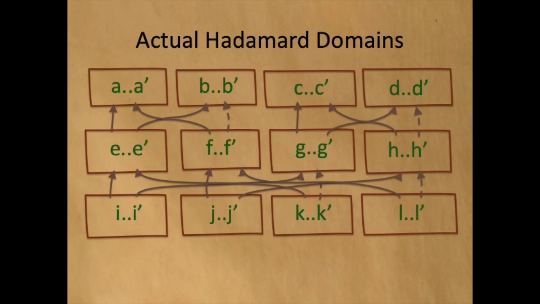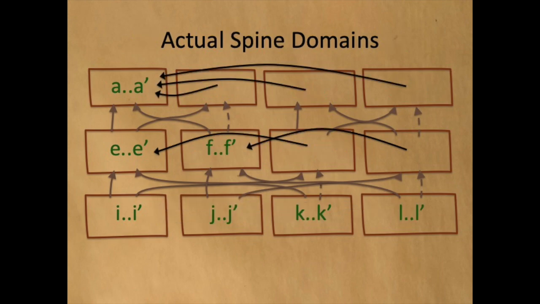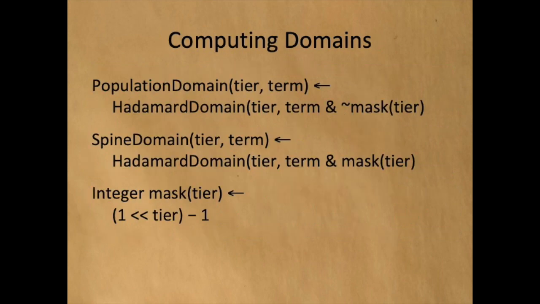However, the population and spine domains come from someplace else. If we label the actual domains A to A prime, B to B prime, C to C prime, and so on for each of the nodes, and these are the Hadamard domains, the population and spine domains refer to the Hadamard domains of other nodes. Here the arrows point out how population domains map onto Hadamard domains, and here the arrows point out how spine domains map onto Hadamard domains. And here is the code that maps population and spine domains onto Hadamard domains.